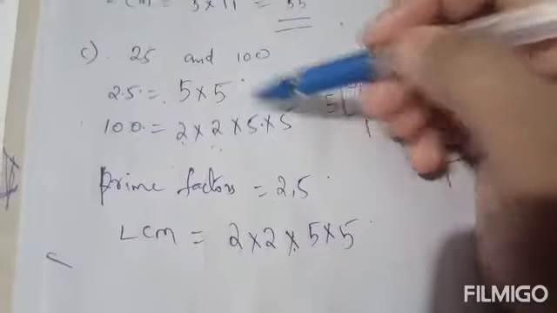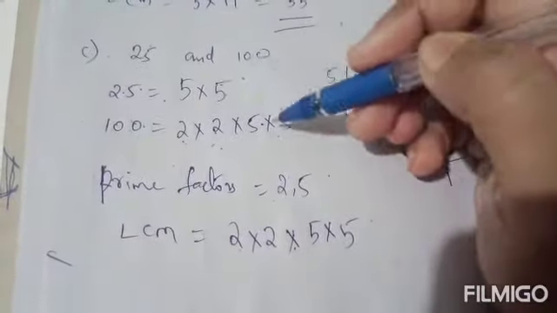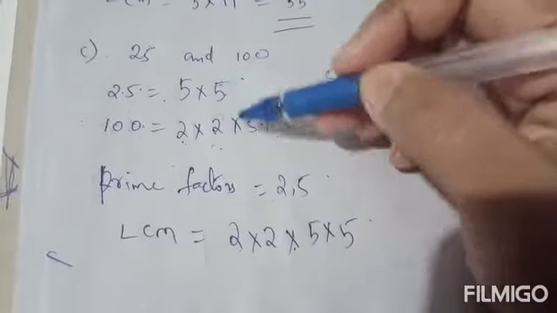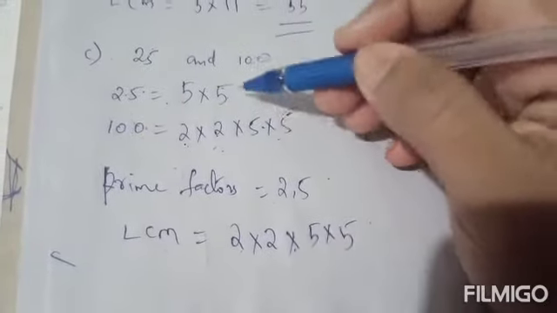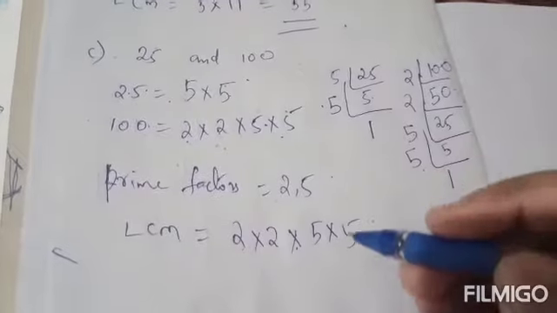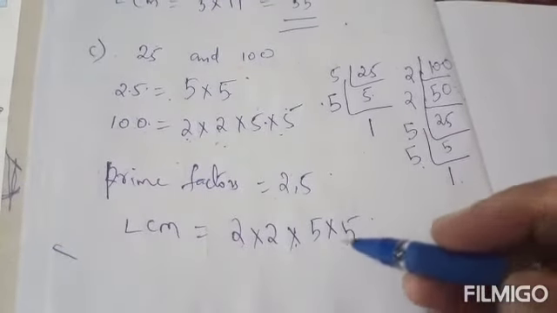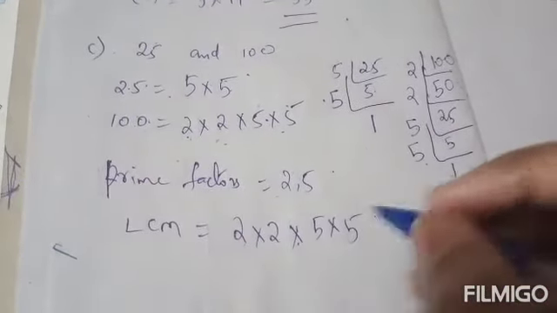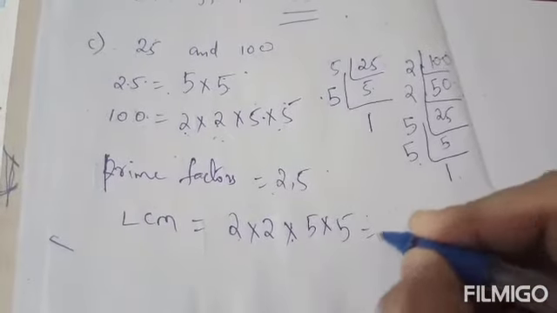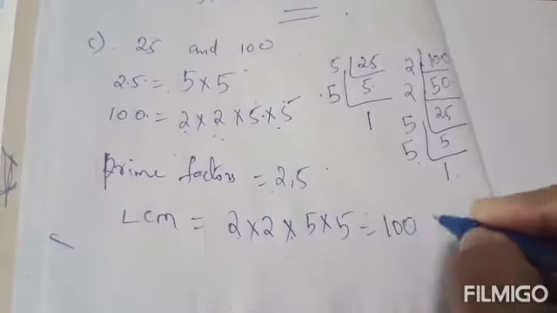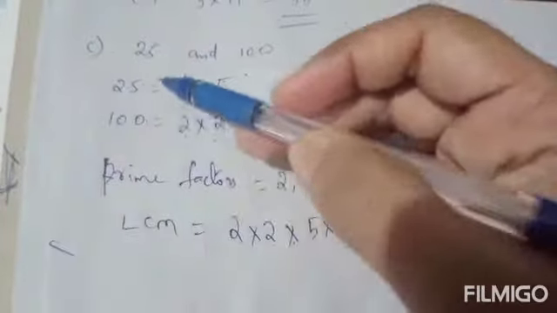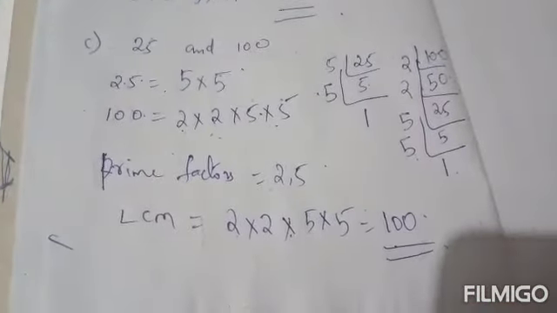Okay, if a prime factor comes an equal number of times in the given numbers, it will come the same number of times in their LCM also. Okay, so 2 into 2 into 5 into 5, you will get 100. So the LCM of 25 and 100 is 100.